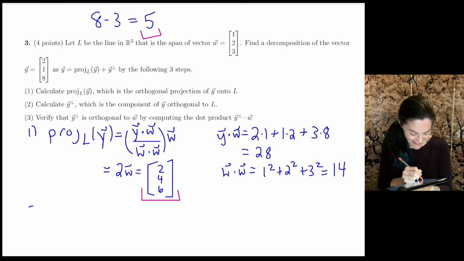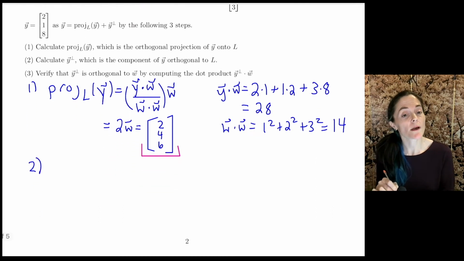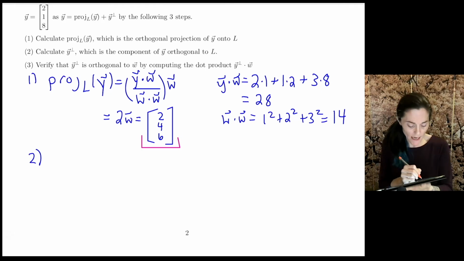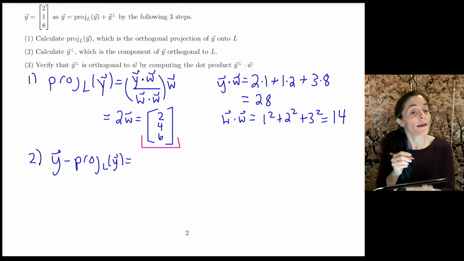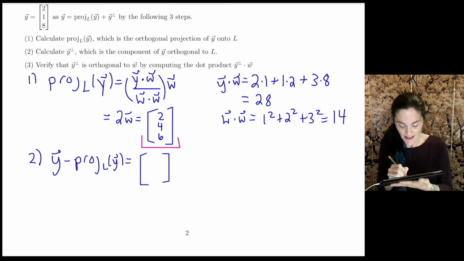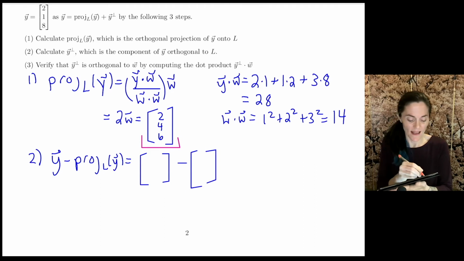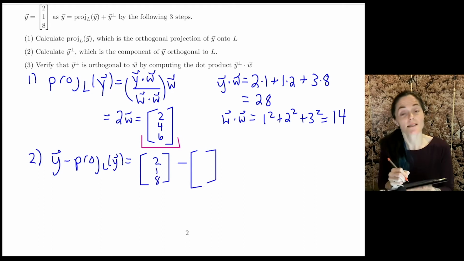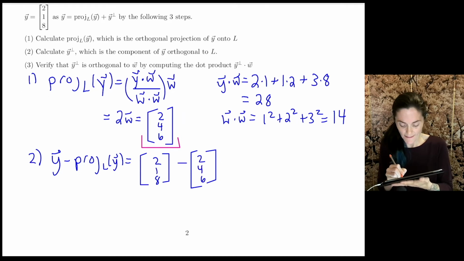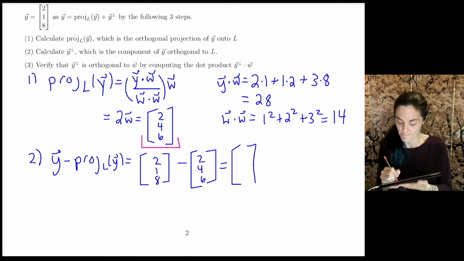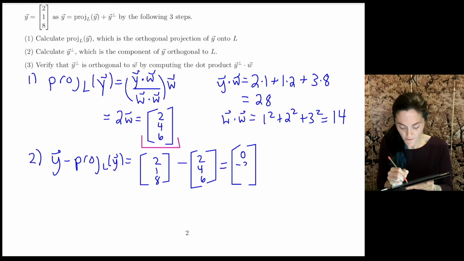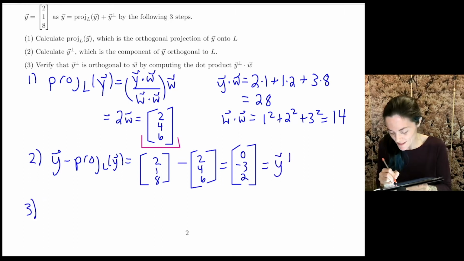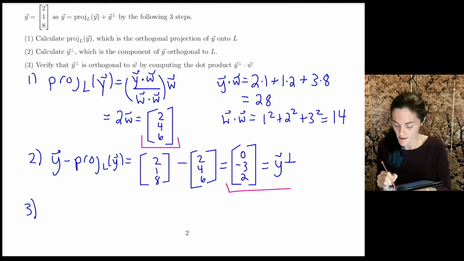The second part of this question, letter 2. Well, we want the component of Y which is orthogonal. This is just Y minus the projection. Well, we see Y here, it's 2, 1, 8, and then we subtract off 2, 4, 6, and this is vector subtraction, which is component-wise. We get 0, -3, and 2. This is the component of Y which is perpendicular to the line, like this.